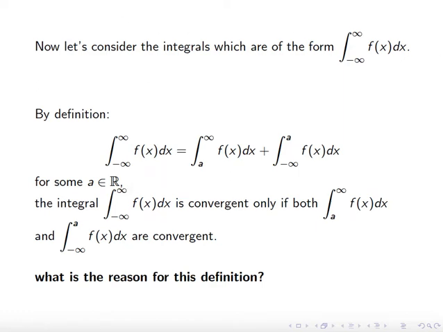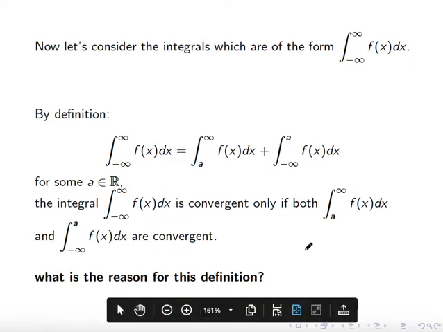Now let's remember the definition of the integral from negative infinity to infinity of f of x dx. By definition, we need to split this integral into two pieces, for some a that belongs to R, and this integral is convergent only if both pieces are convergent. Now let's see the reason for this definition.